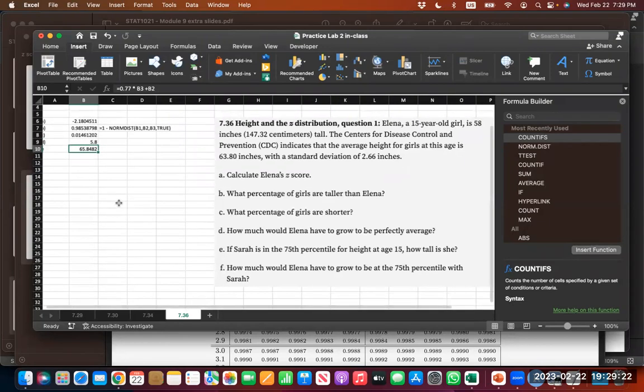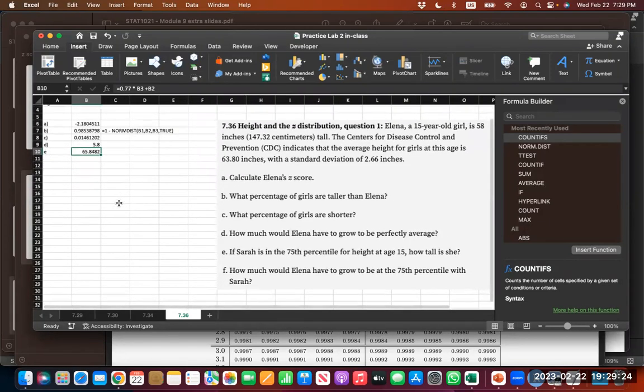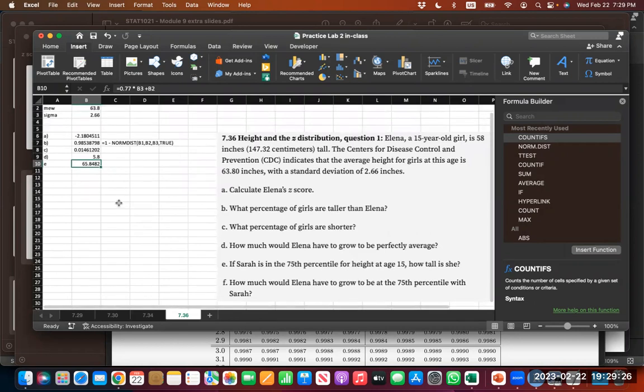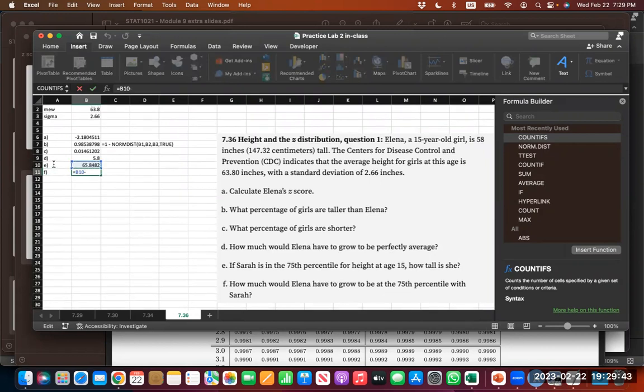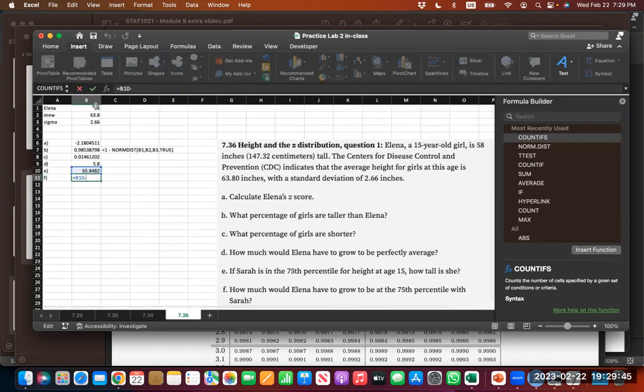How much would Eleanor have to grow to be at the... so Sarah is in the 75th percentile. How much would Eleanor have to grow to be at the 75th percentile? So this is basically F. So now you would do this 65.84 minus Eleanor. I see questions.